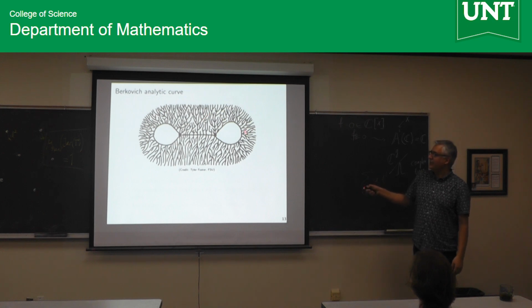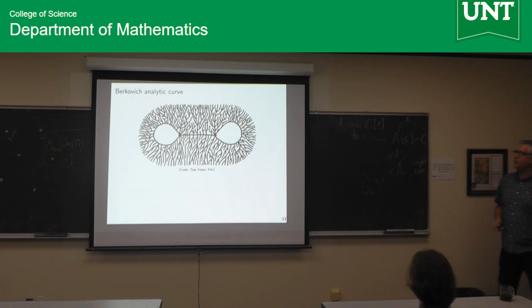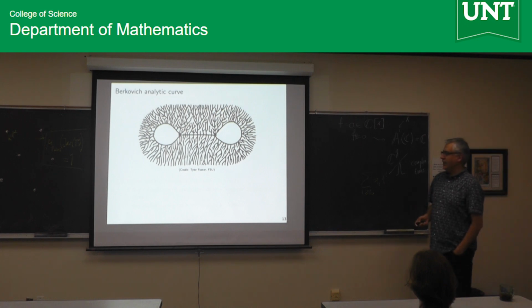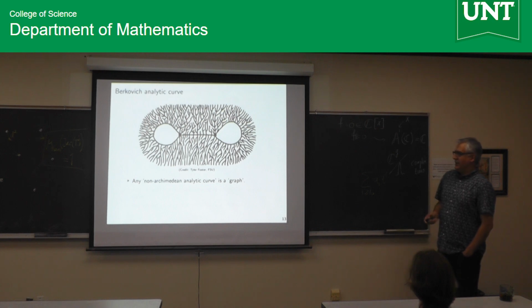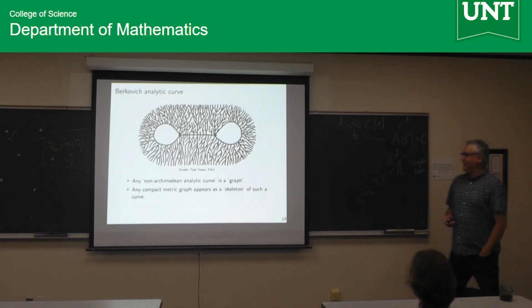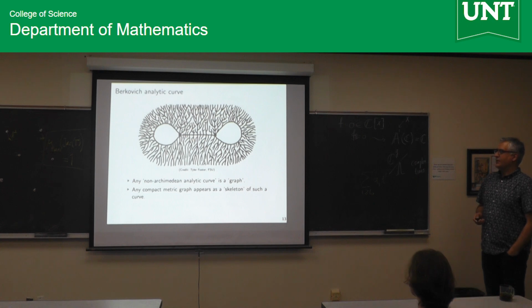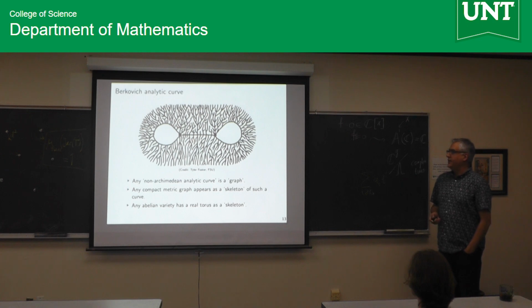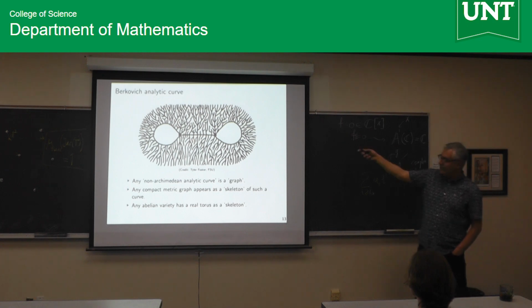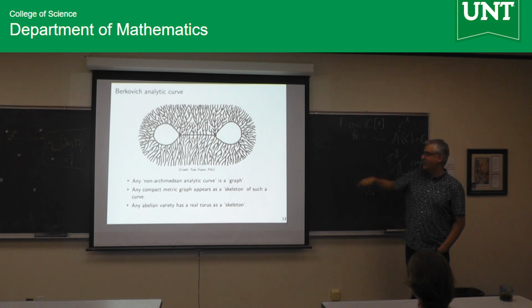So what I was really concentrating on was this core, this skeleton inside here. But it turns out this hairy stuff is not going to be a problem for my application. So there is a sense in which Berkovich analytic curves are precisely some tree plus hair. So let me quickly go through that. A non-Archimedean analytic curve is essentially just a graph. For any compact graph, you can actually build the Berkovich space that the graph is sitting in.